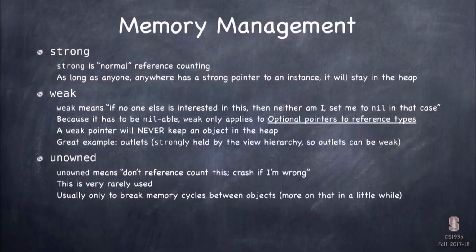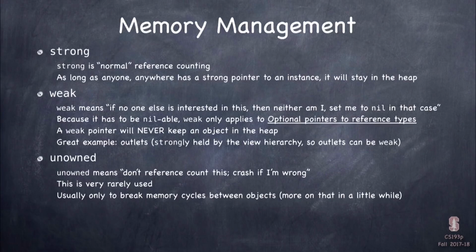Okay? Last is unowned. Unowned is don't reference count this. In other words, I'm pointing to something in the heap, but don't count it as a strong pointer. And I promise I'll never access this thing when it's gone from the heap. Now, this is very dangerous. This is basically trying to outsmart the automatic reference counting system. You're saying you know when it's in the heap or not. And this is really rare. And the one time we use this is to avoid a memory cycle.